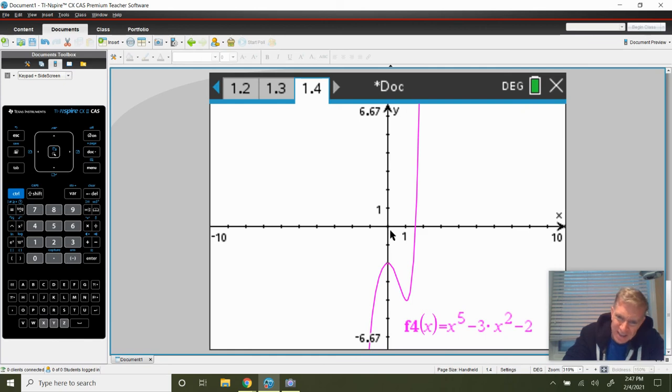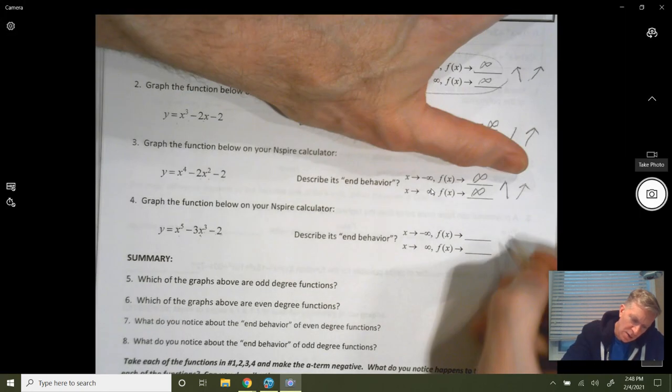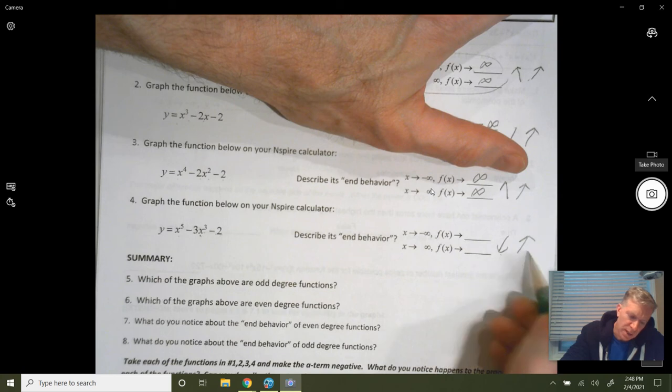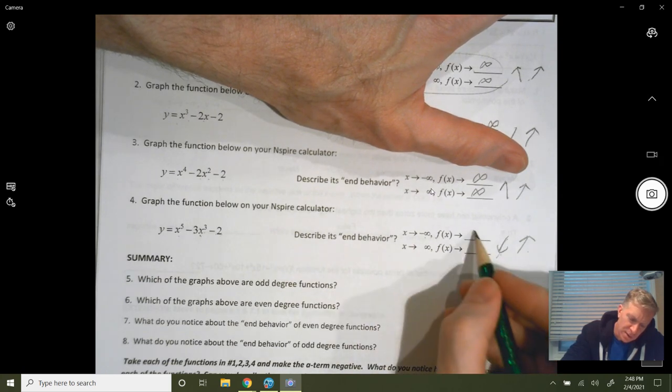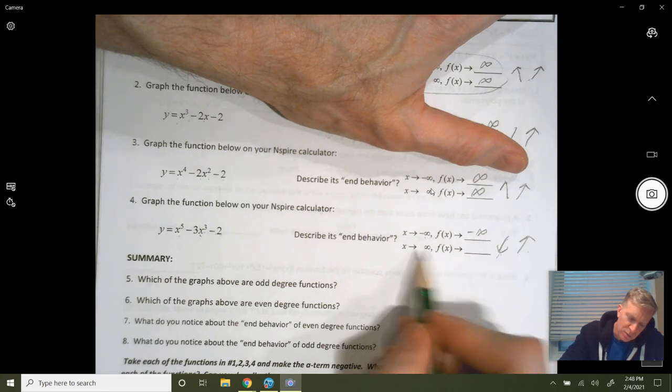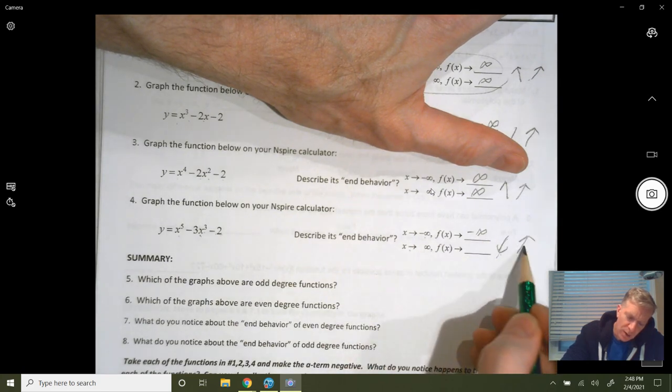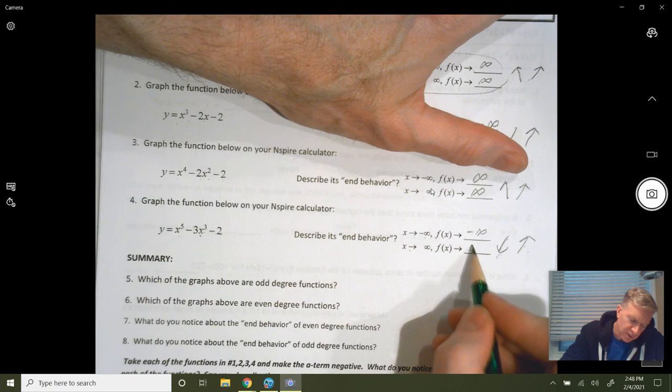On the left, as x goes to negative infinity, y is going to negative infinity. As x goes to the right, y is going to positive infinity. So this is down and up, down on the left, up to the right. So as x goes to negative infinity, my y is going down to negative infinity. And as x goes to the right, positive infinity, my y is going up to positive infinity.